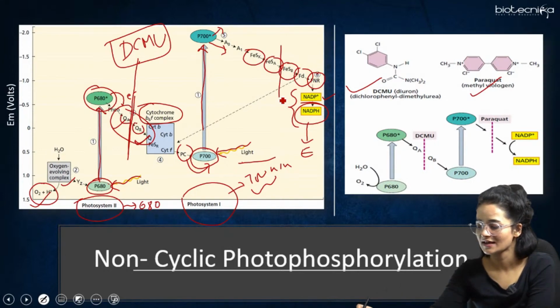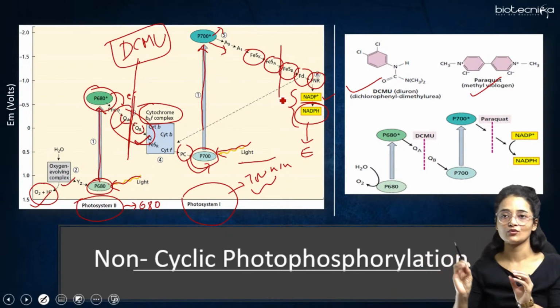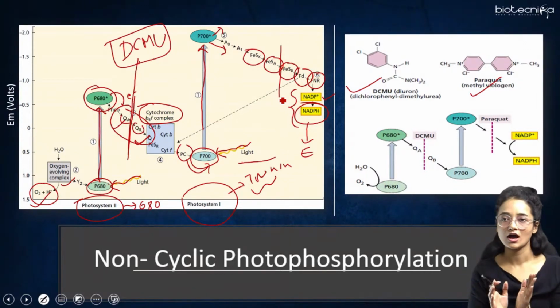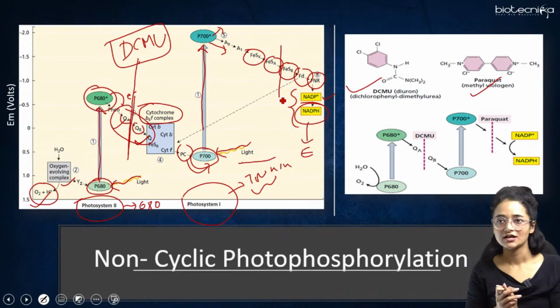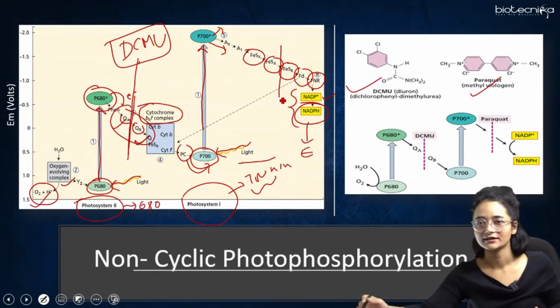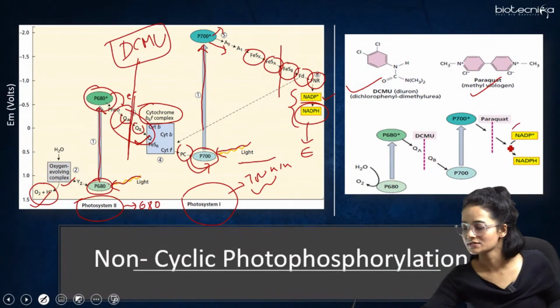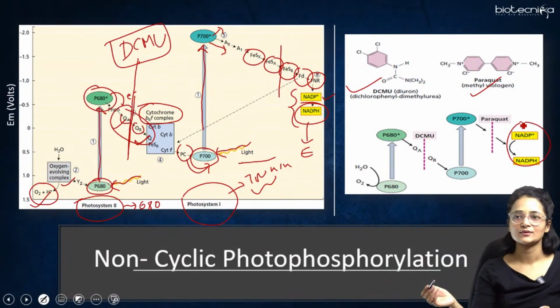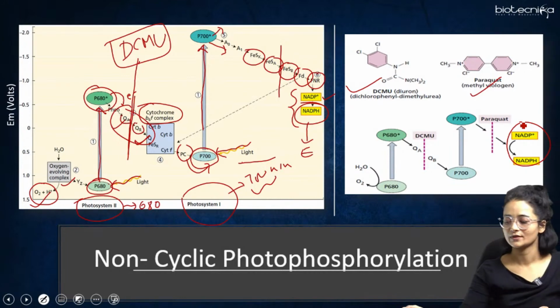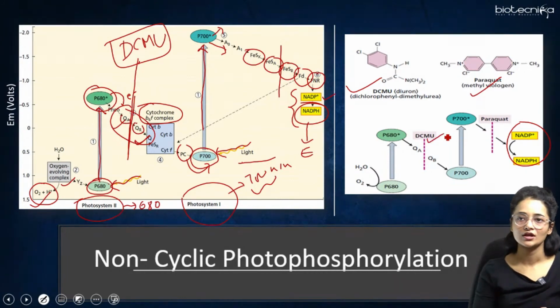So here it basically acts, and both of these inhibitors are very important. Questions related to inhibitors are also being asked, like at which particular step these inhibitors majorly act. So what happens when paraquat inhibits this at this particular step? No NADPH is being produced. The energy carrier molecules are not produced when both these inhibitors act upon non-cyclic photophosphorylation. So inhibiting it leads to the inhibition of the production of the NADPH molecule, right?